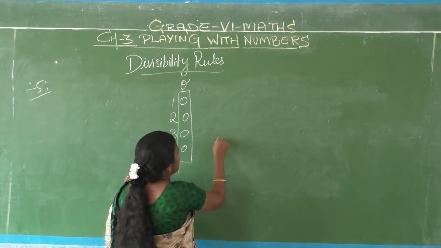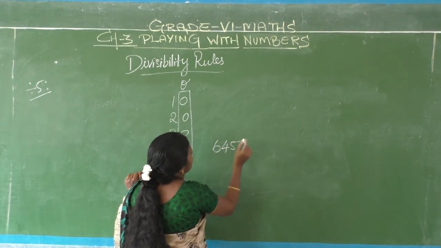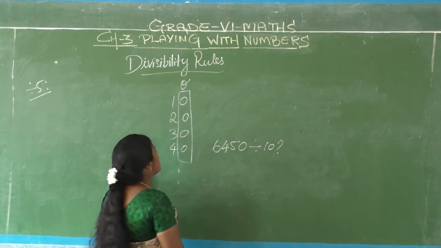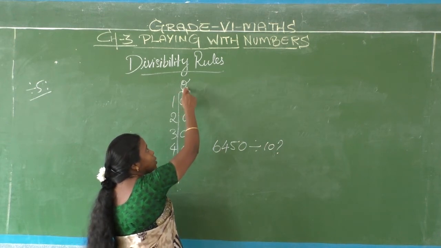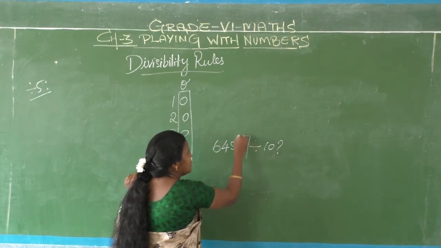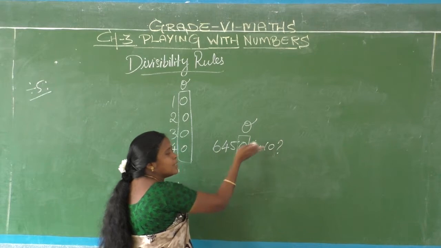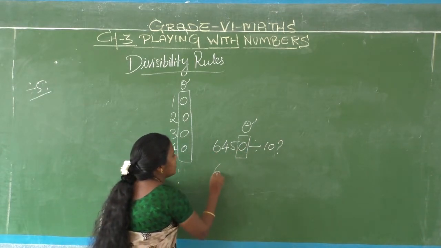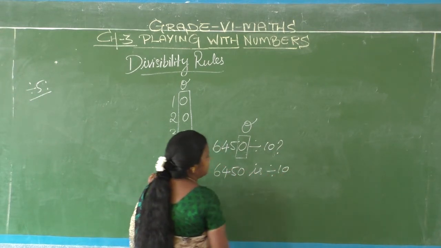Clear? For example, is 6450 divisible by 10 or not? This is the question. What is the rule of divisibility by 10? In its ones place, 0 must be there. Which is the ones place here? This is the ones place. What is present here? 0 is present here. Therefore, we can say 6450 is divisible by 10.